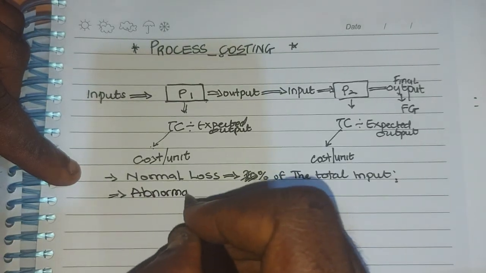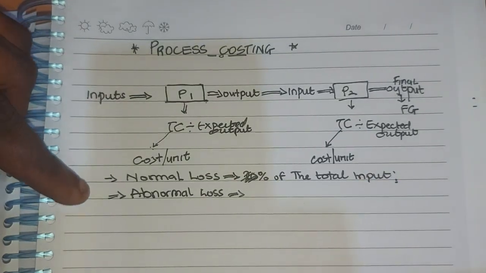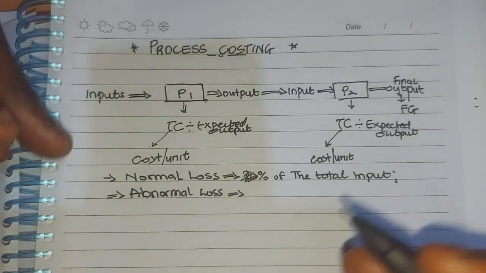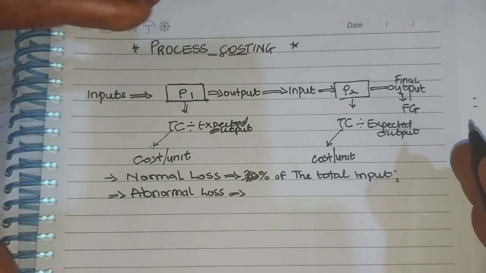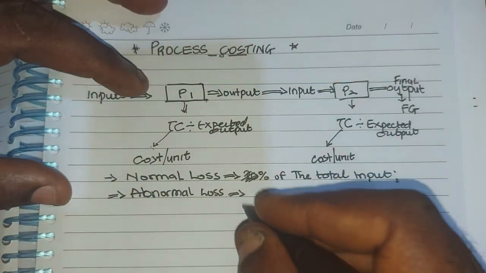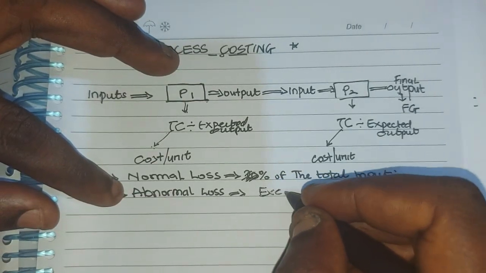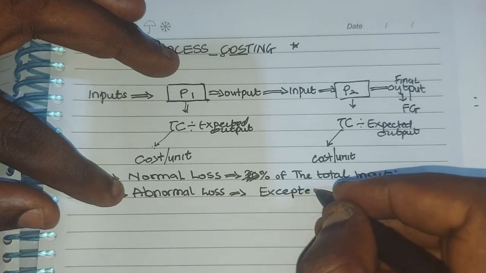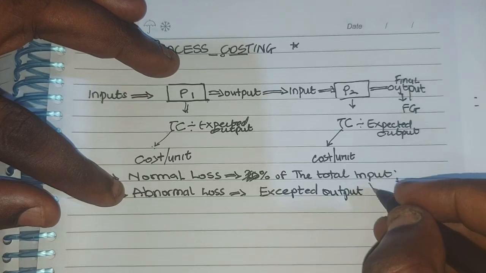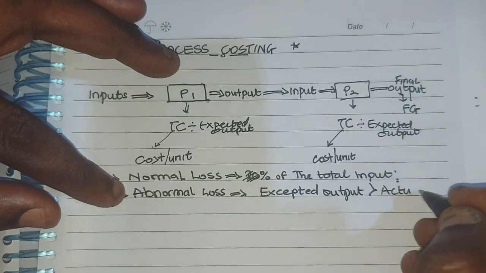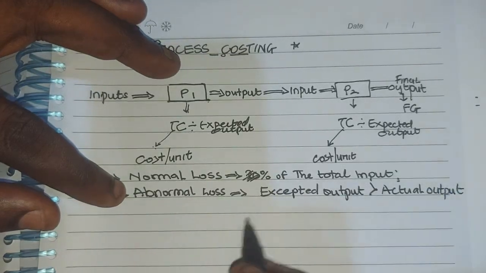The abnormal loss is not planned for. It comes by the way, probably due to unexpected machine breakdown or unexpected quality of material used. Okay, unexpected. Now in this case, the expected or the normal output, when it is greater than the actual output, what actually came out, we have a loss.